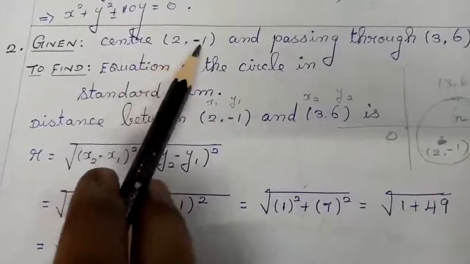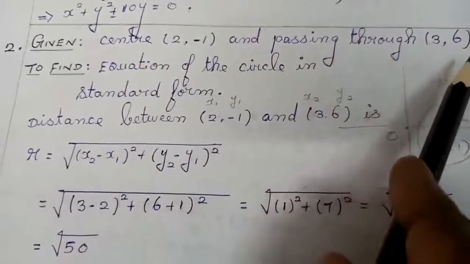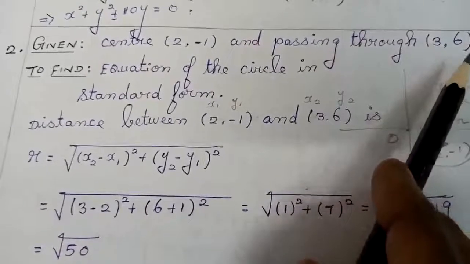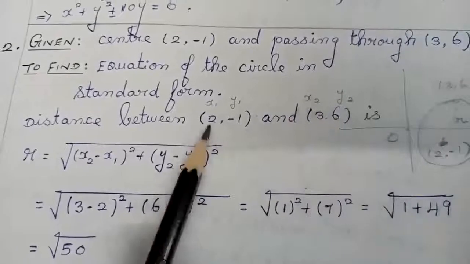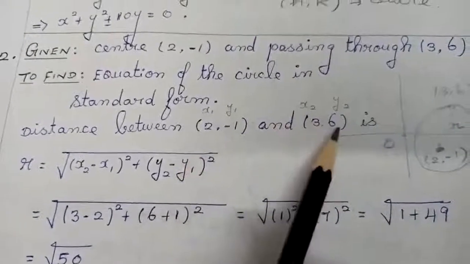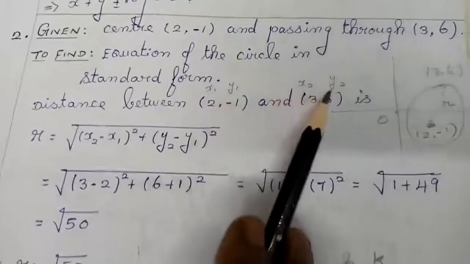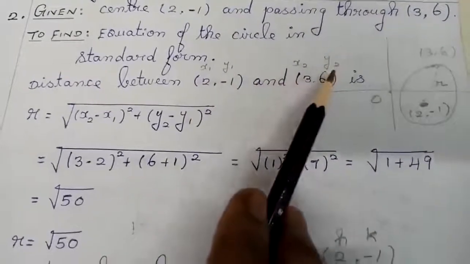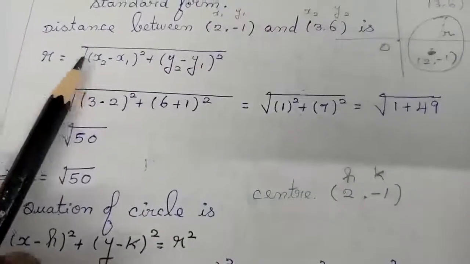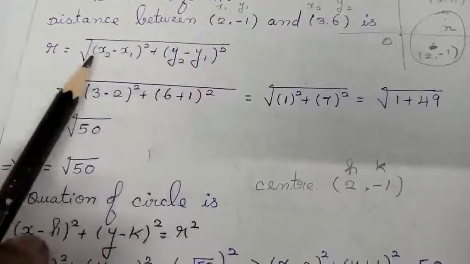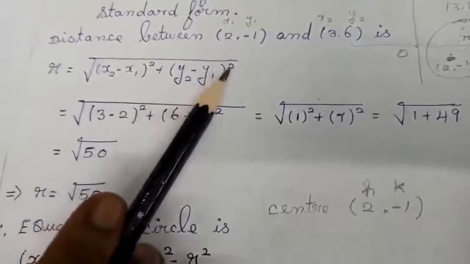Center (2, minus 1) and passing through the point (3, 6). First I am going to find the radius. Understand properly, I am going to find the radius first. So (2, minus 1) and (3, 6), I am going to take them as (x1, y1) and (x2, y2). The concept I am going to use here to find the radius is the distance formula, that is root of (x2 minus x1) the whole square plus (y2 minus y1) the whole square.